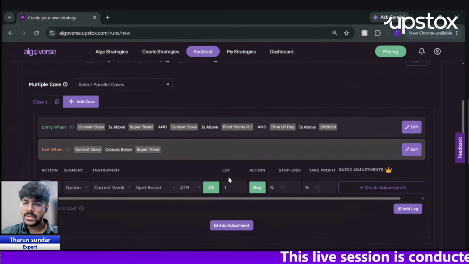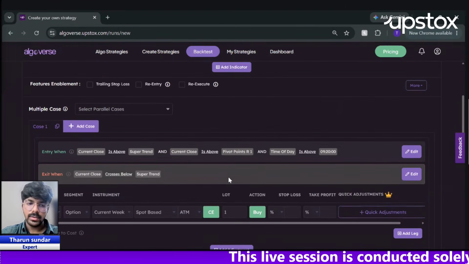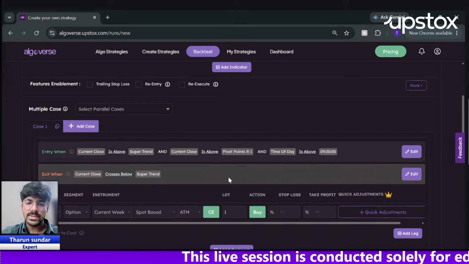So I'm avoiding the very first candle and I'm starting to accept trades from the second candle only. That is the second 5 minute candle.